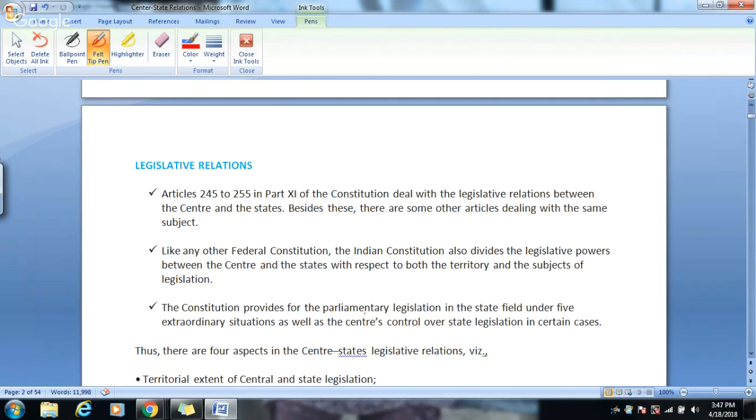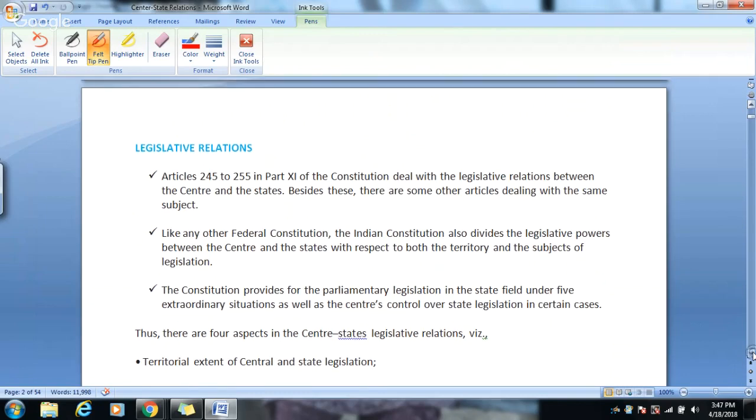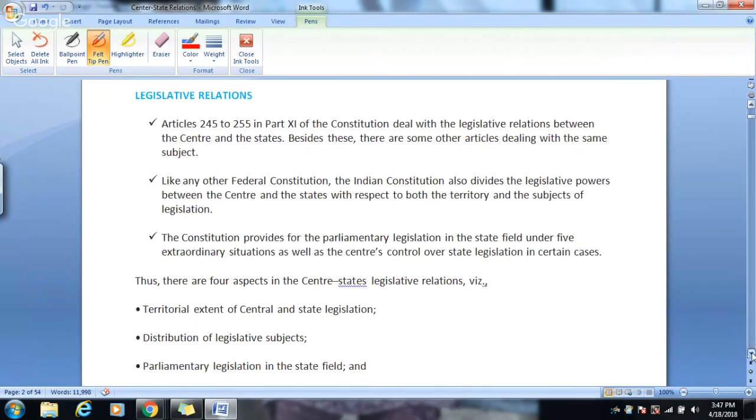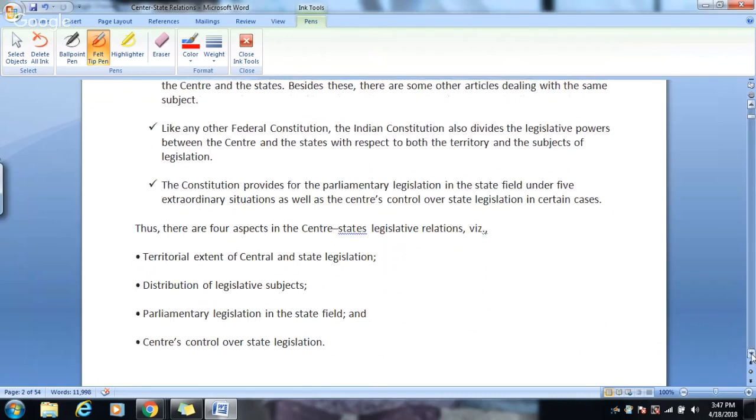Thus we can see four aspects in the center and state relations. Those are, first, the territorial extent of the center and state legislation. The meaning is, up to what extent the center and state legislation.